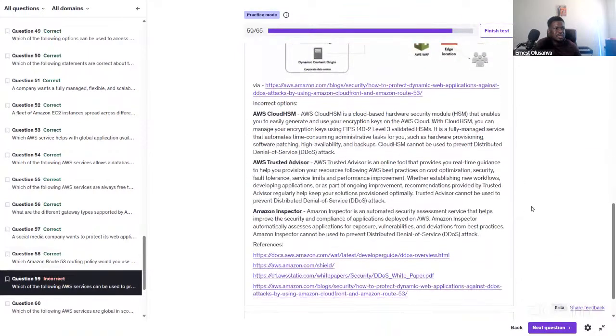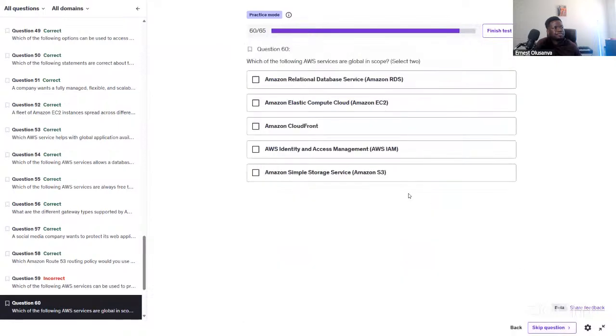So this is just one of the exceptions to the rules here. All right, next. Which of the following AWS services are global in scope? They're asking you which of these services are not region specific. So you should be thinking IAM because it goes across all services.